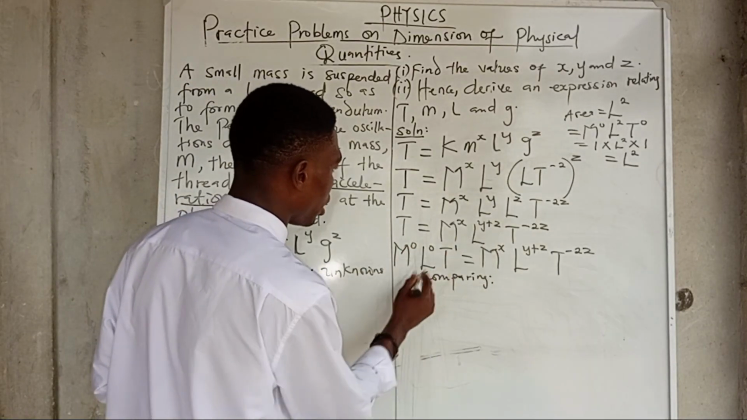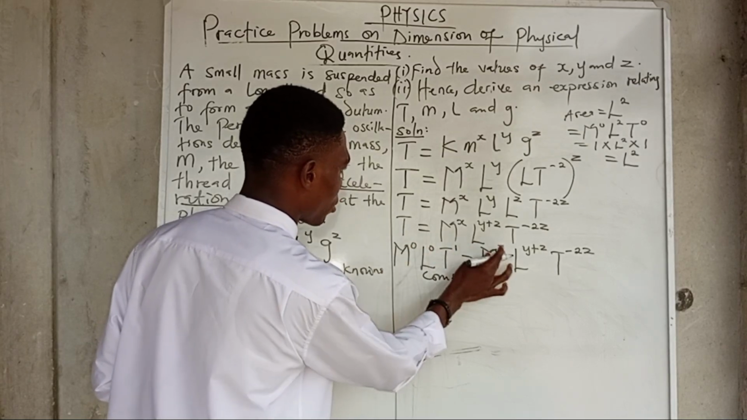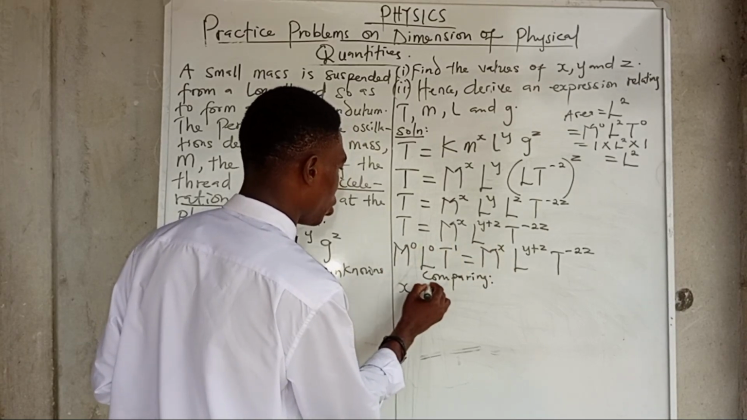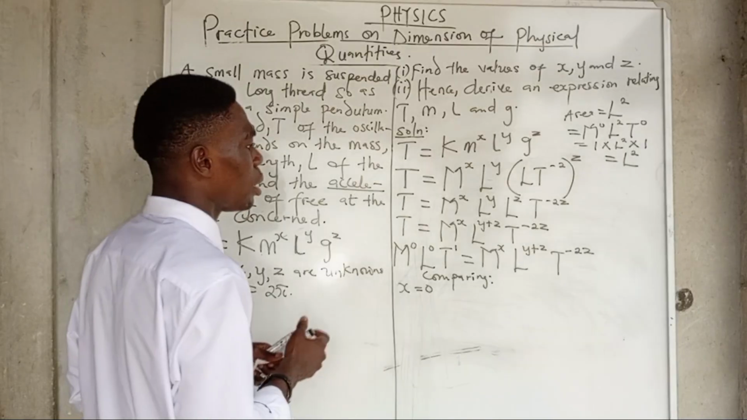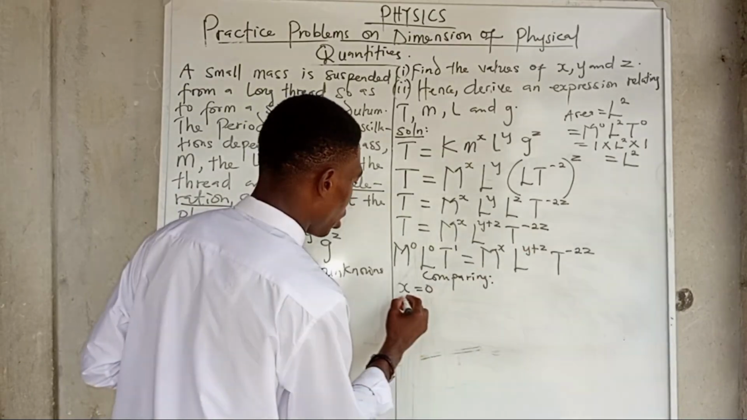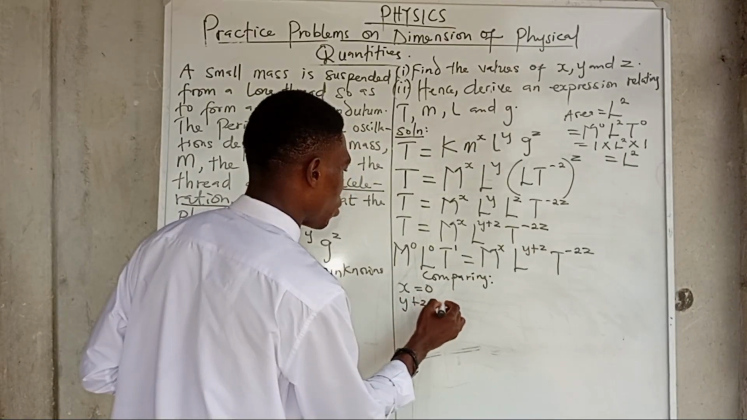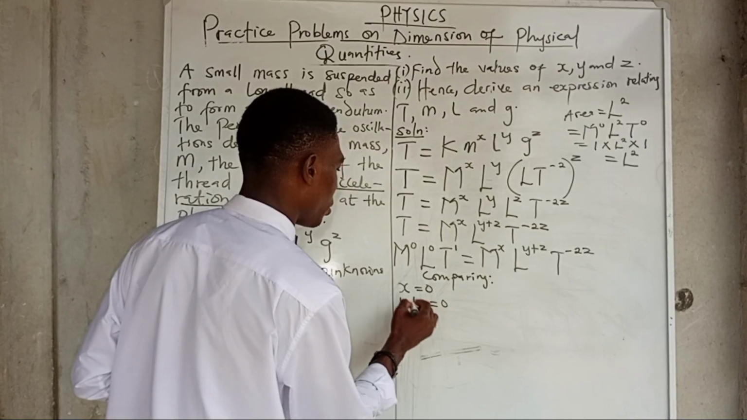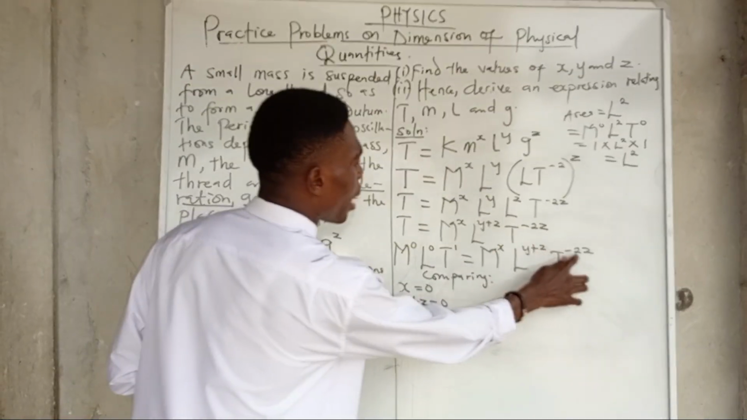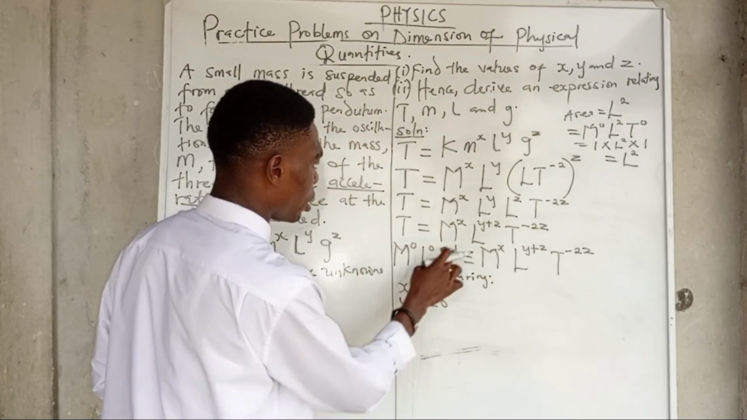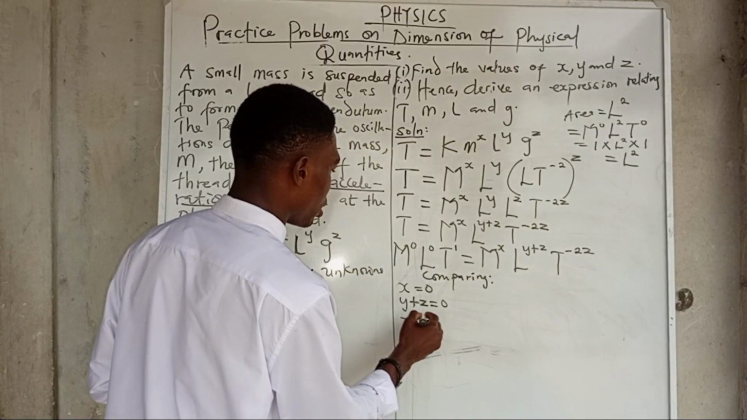If you check from here to here, you see that x is on m and z is on s. So you can see that x is equal to 0. Are we together now? And then we can have that y plus z is equal to 0 as well. Then minus 2z is equal to 1.